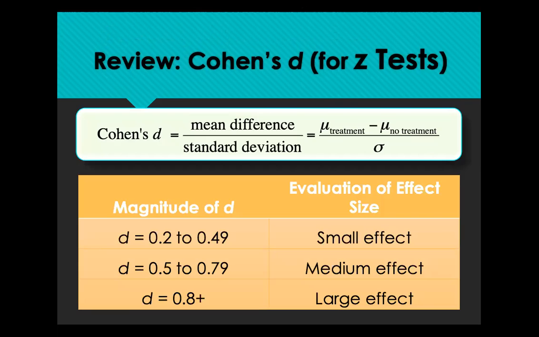So 0.76 is a pretty good sized medium effect, right? It's close to the upper boundary of a medium effect size. So maybe medium to medium-large effect size in this case. So that's pretty good.